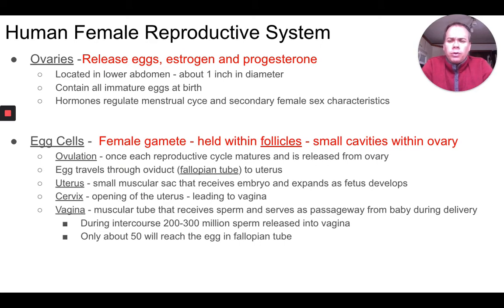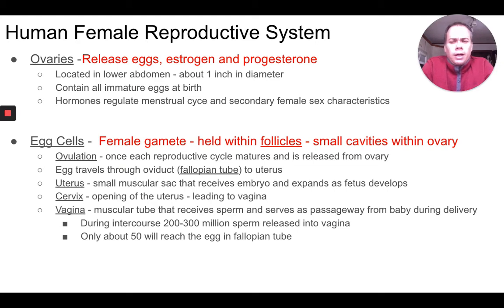So the ovary releases this egg cell, which then travels through a tube called the fallopian tube or the oviduct. They both mean the same thing. And so this egg, as it's traveling through this oviduct, is on its way to the uterus, which is a muscular sac that will eventually house the embryo and fetus as it's growing and developing.